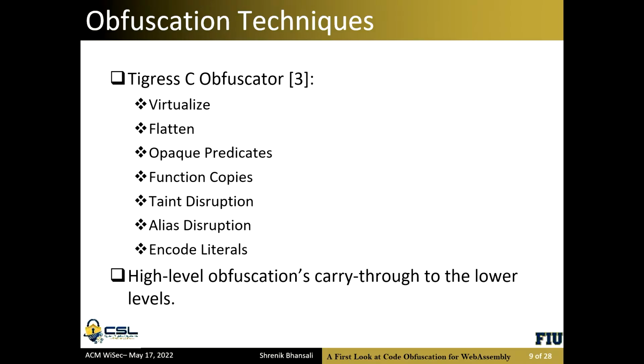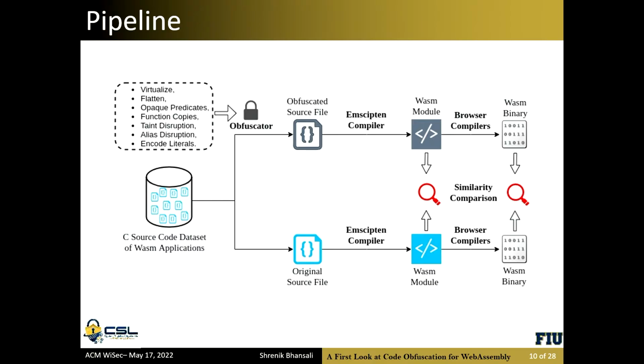We also wanted to measure if obfuscating at the highest level, at C, C++, Rust, etc., can carry through to the WebAssembly machine code or the binary level. So by applying our obfuscation at the highest level, it allowed us access to complex obfuscation techniques, as well as our ability to measure what effect the compilation process has on these WebAssembly programs.